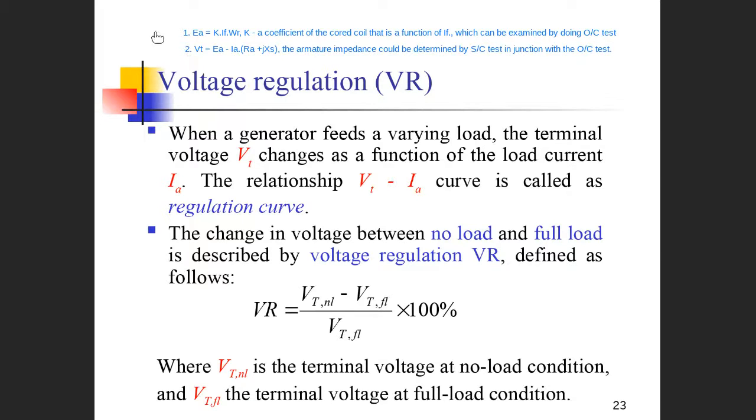So from these two points, you can easily find out that the terminal voltage shows a decreasing trend with the increase of the loading current if the internal generated voltage keeps no change. That's why in the slide here, point one, we have these elements. When a generator feeds a varying load, the terminal voltage VT changes as a function of the loading current I. The relationship of terminal voltage versus loading current I is called the regulation curve. Generally speaking, increased loading current leads to a decrease of the terminal voltage if the internal generated voltage does not change.